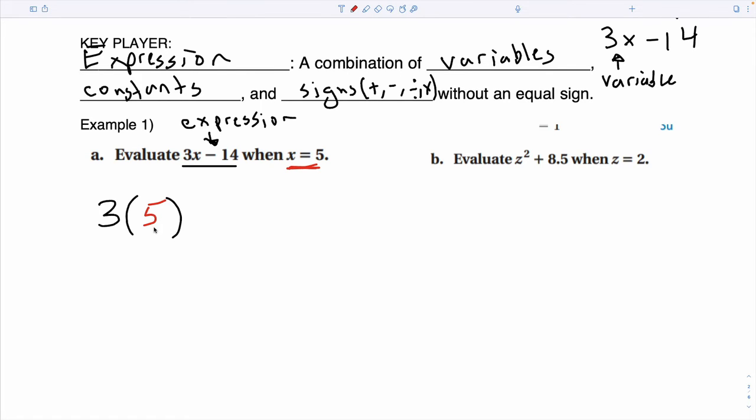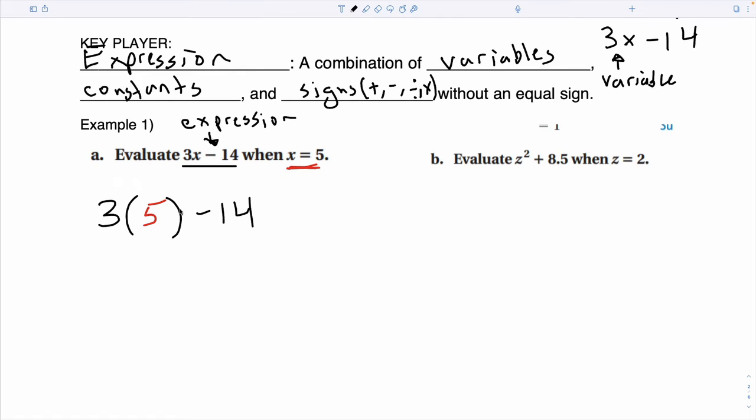Why did I put the 5 next to the 3, Hendrix? Why did I place the 5 there? Because that's what x is. Keep writing the rest of the expression. It's minus 14. Once you replace the variable with the number they give you, you can solve.